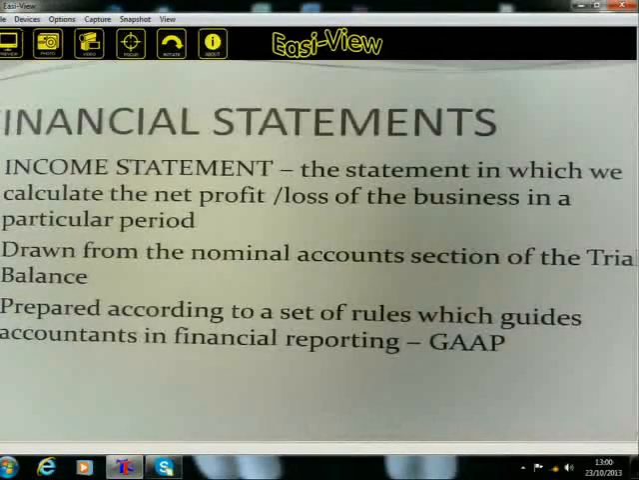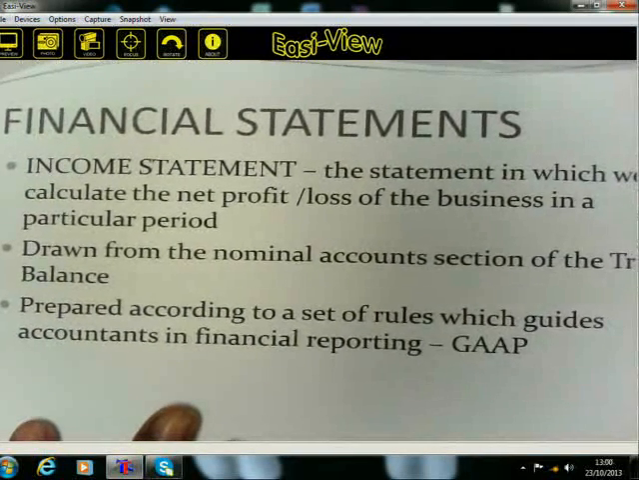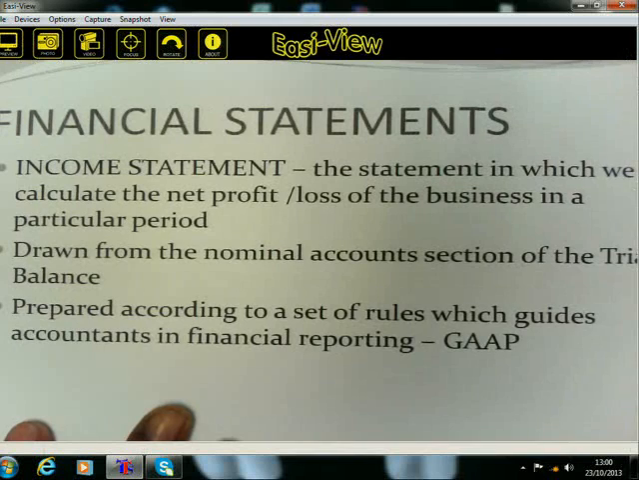And we are going to deal today with the financial statements. The first statement that we'll be treating today will be the income statement. In this statement, we calculate the net profit or the loss of a business in a particular period, which is the financial period.